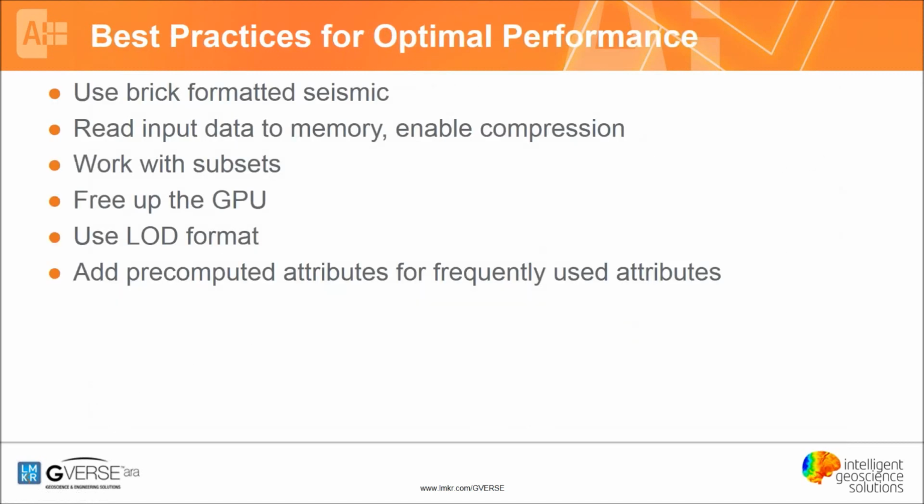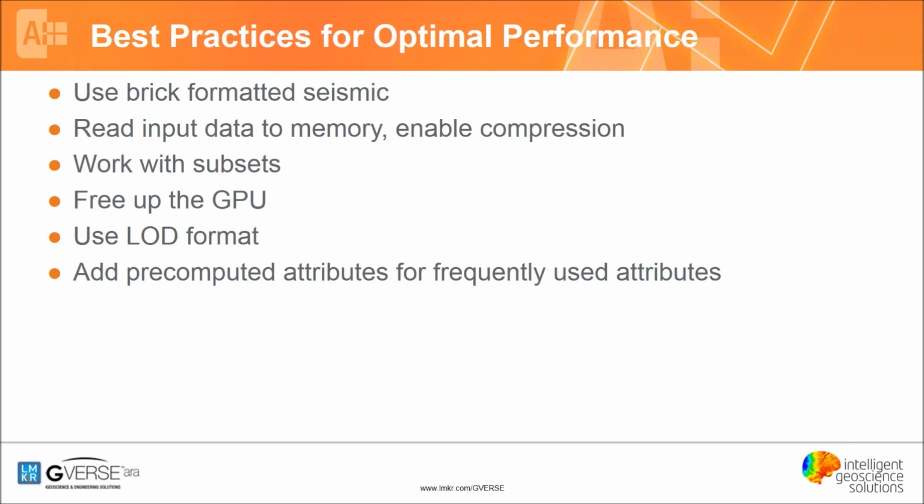So these are some of the best practices that we recommend our users follow when they're using GVERSE attributes. Number one is use brick formatted seismic. That's basically the 3DX version if you're a SeisVision customer, because we do work with SEG-Y. We have really optimized our SEG-Y performance, but brick formatted seismic still works better. But if you are using a SEG-Y, we recommend that you read it into memory so that you get the same performance as a brick formatted file, and that you enable compression so that you can work with larger data sets and have less volume of data to do all your computations on.